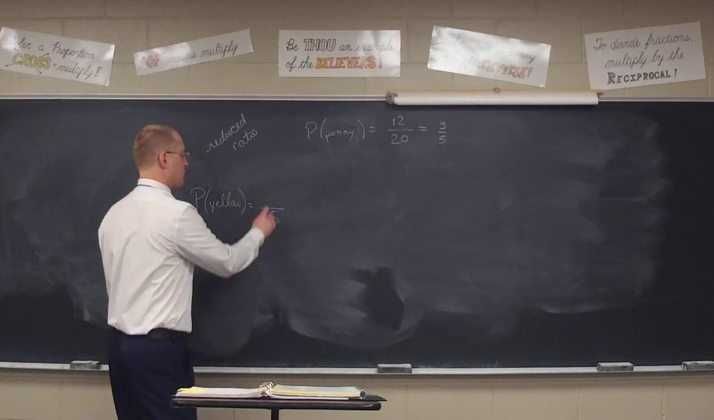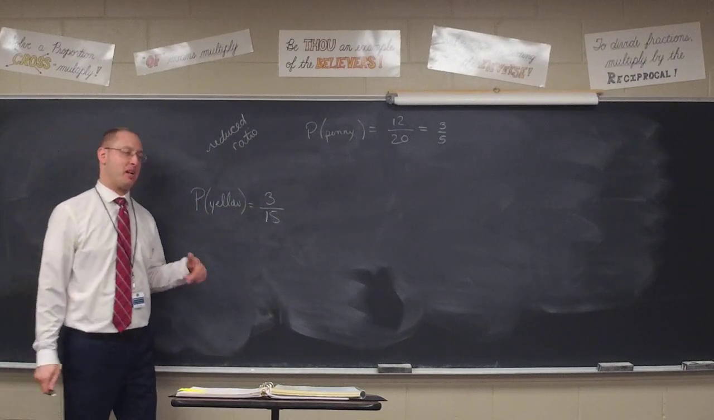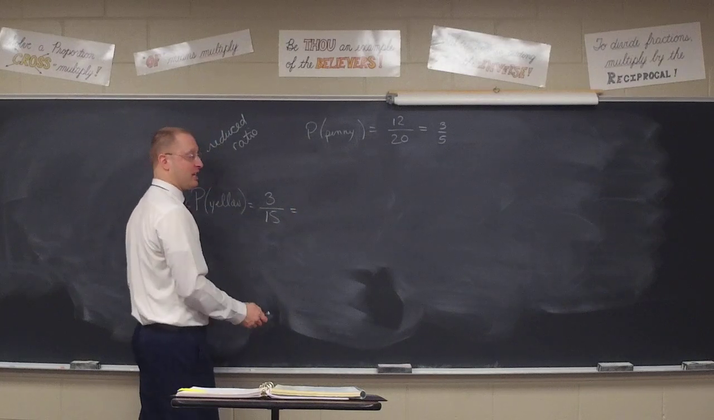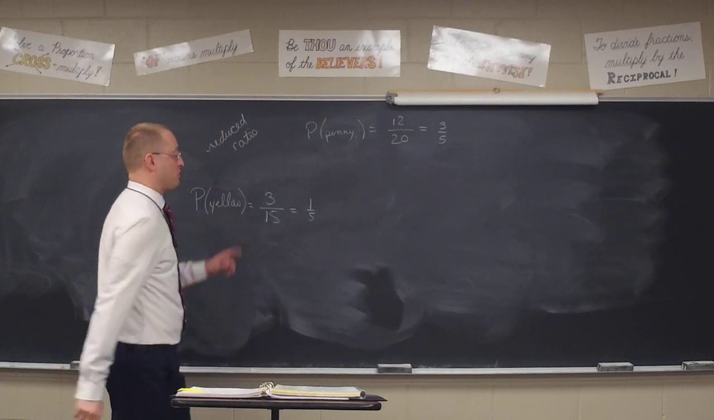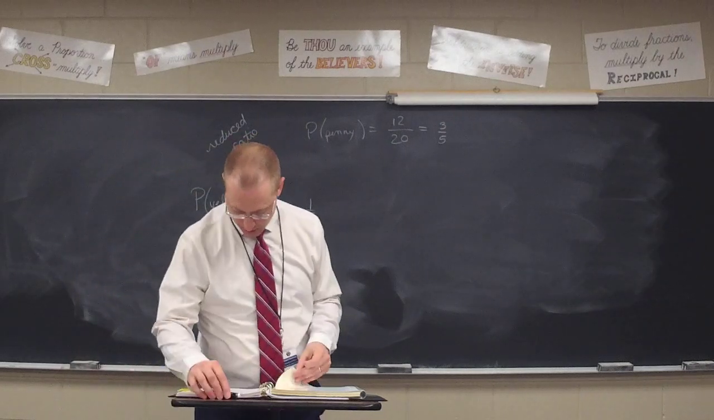3. So there's a 3 to 15 chance, right? Yeah, but we ain't gonna leave our answer that way, class. Reduce it down to say, 1, there's a 1 to 5. Notice we say it as a ratio, right? It's a 1 to 5 chance that he gets a yellow gumball.